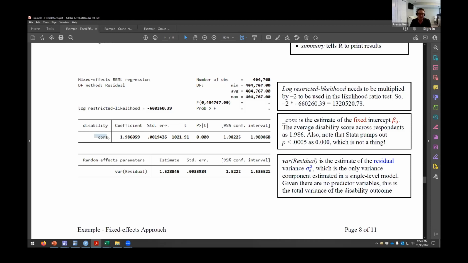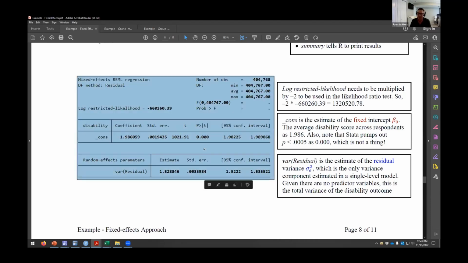The constant is going to be our fixed intercept. Again, we saw this from our descriptive statistics previously. The average disability score across respondents is about 2. Okay. The other thing to note, I have here p-values for continuous sampling distributions. T is a continuous sampling distribution that never touches the x-axis. P-values cannot be 0.